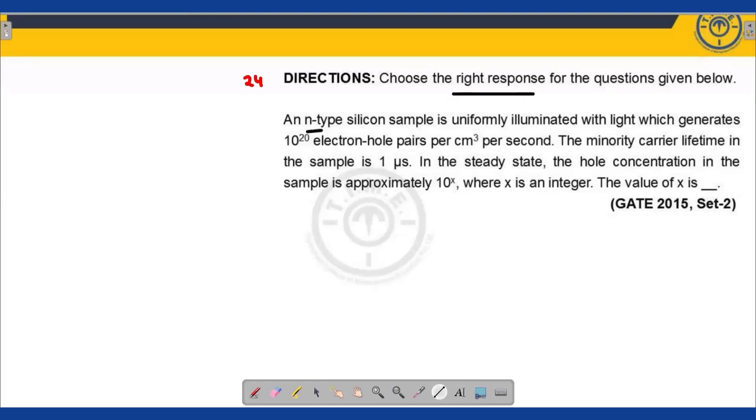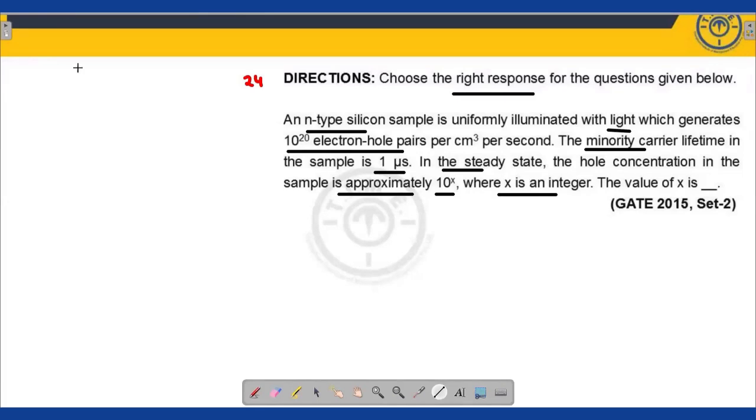So what type of silicon? It is an n-type silicon sample, uniformly illuminated with light, which generates 10 power 20 electron-hole pairs. The minority carrier lifetime in the sample is 1 microsecond. In the steady state, the hole concentration in the sample is approximately 10 power x. What is the value of x? x is an integer, my dear friends, and he is asking for this value.